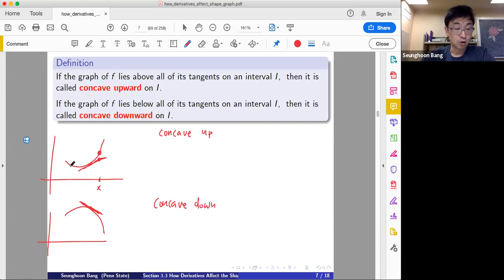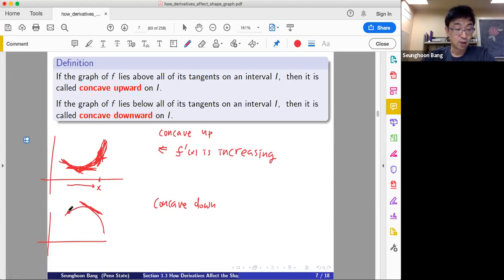One more. You can choose this point. This is the slope of the tangent line like this. This point, slope of the tangent line. This is the slope of the tangent line. What happens as the x value is increasing? What happens to the slope of the tangent line? Here, -1, 0, 1, 2. What does it mean? Here, the slope of the tangent line is increasing.